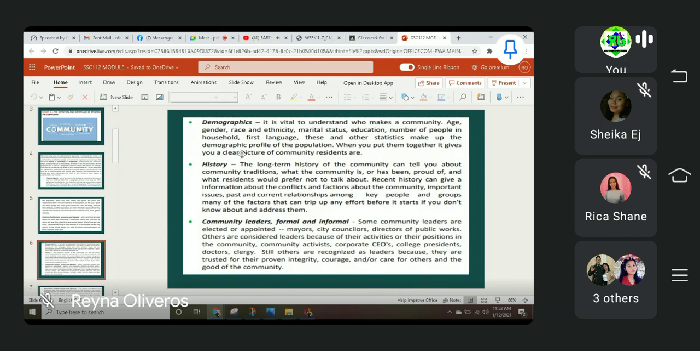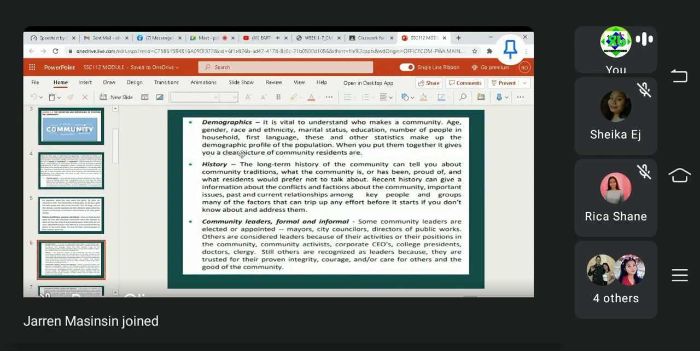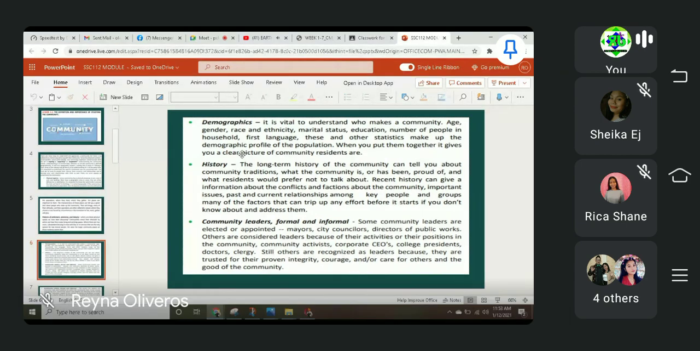dito naman tayo sa number 3, the demographics. Okay? So, demographic is vital to understand who makes a community. Because lagi itong nakabase sa age, sa gender, sa race, and ethnicity. Of course, sa marital status, education, number of people in household, the first language, these and other statistics make up the demographic profile of the population. So, yun yung mga pinagbabasihan base sa demographic. Okay? Kumbaga, para mas maintindihan mo ang isang community, you have to know the demographic of that area.